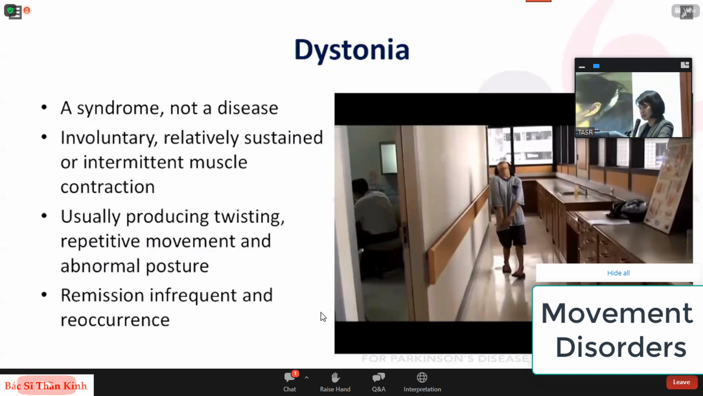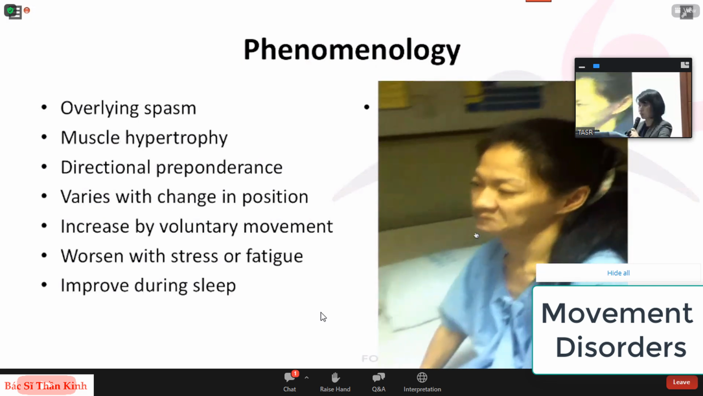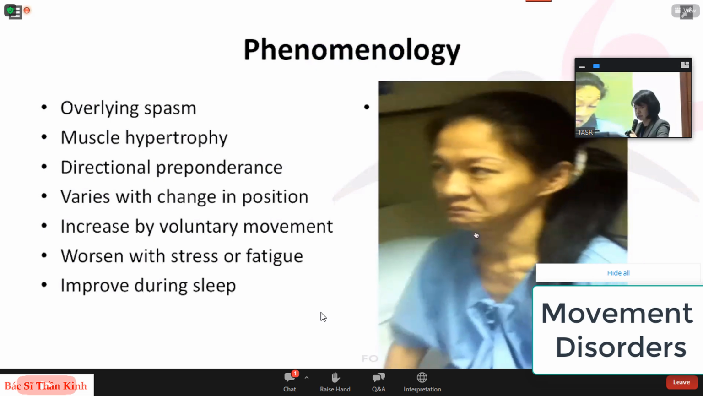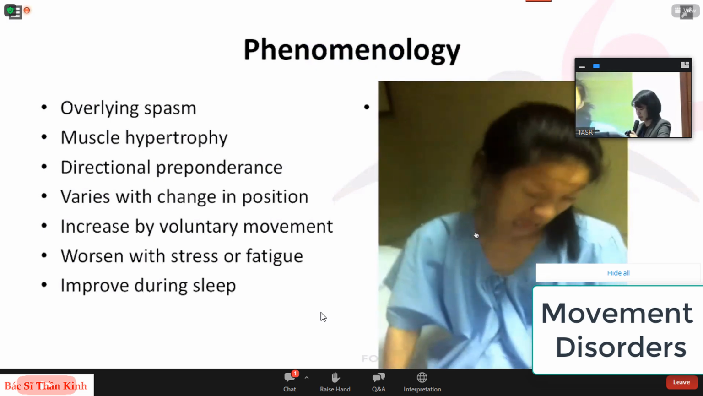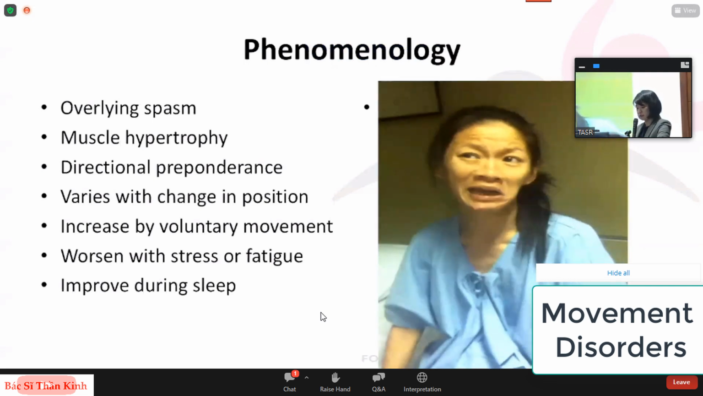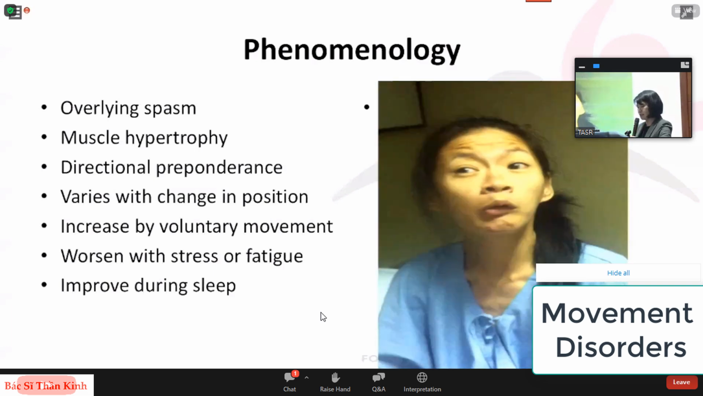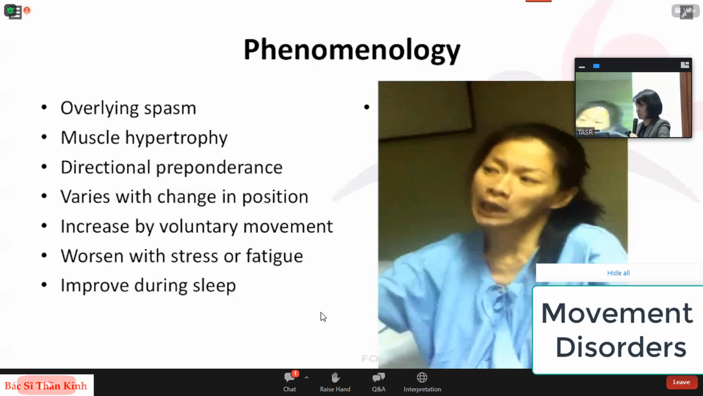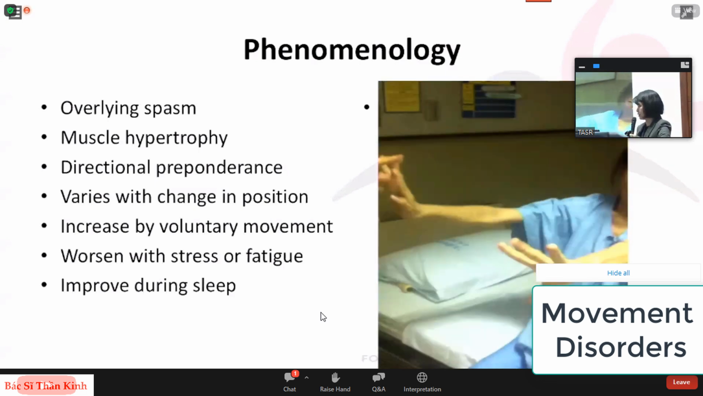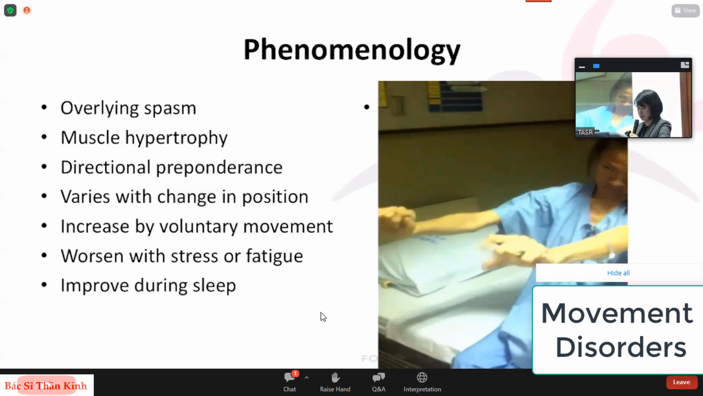Apart from the abnormal posture, other phenomenology or signs that we should look for in the dystonia patient are, for example, the overflow, spasm, muscle hypertrophy, the directional preponderance, and the variability of dystonia with the changing of the position. Usually dystonia increases with voluntary movement. Sometimes it worsens with stress and fatigue, and sometimes it improves during sleep.